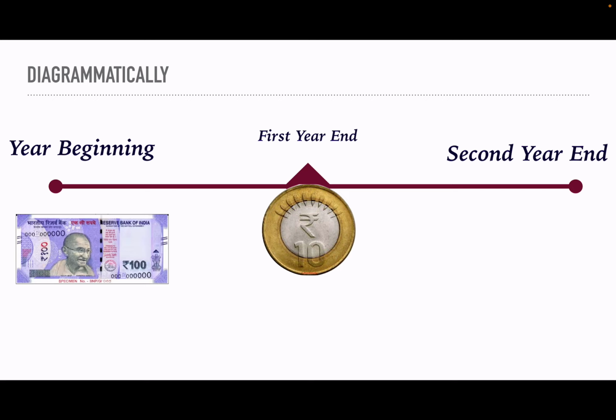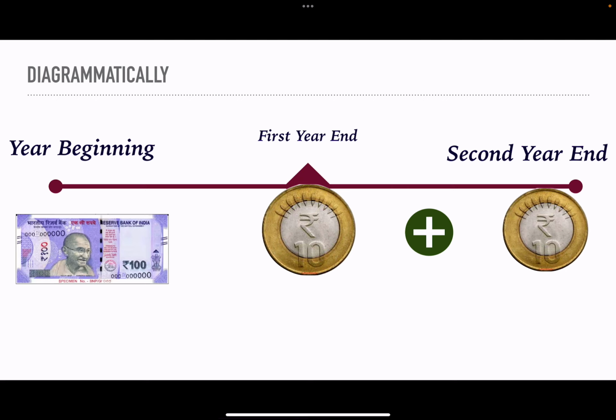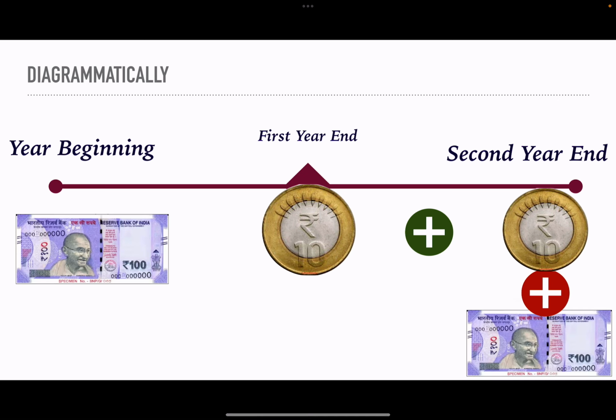Okay, so by the end of second year, another year has passed, therefore I owe him rupees 10 as interest. Okay, so in total, I owe him 10 rupees as interest for first year, 10 rupees as interest for second year, along with the principal repayment of rupees 100. Hope everyone is clear on this concept.